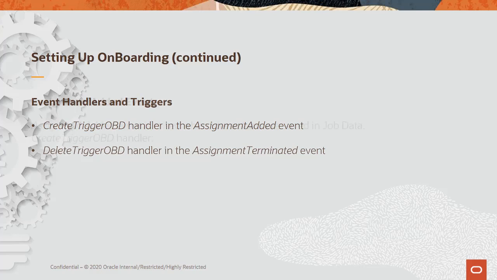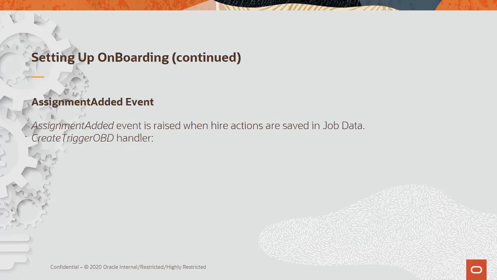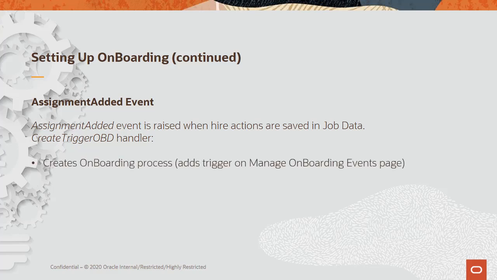When a person is hired or rehired as an employee or added as a contingent worker in job data, the action triggers the Assignment Added event, and the Create Trigger OBD handler in this event performs several tasks. First, it creates an onboarding process for the new hire. The administrator can manually add or delete the process or change the template that the process uses if needed.